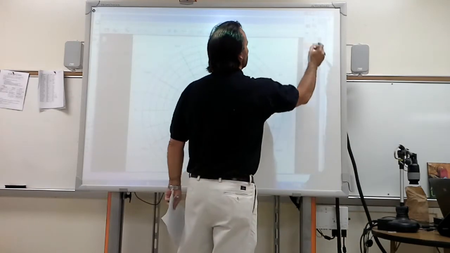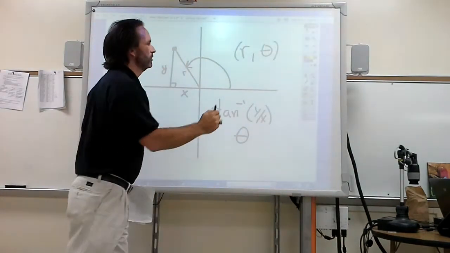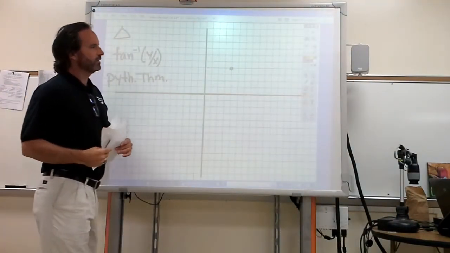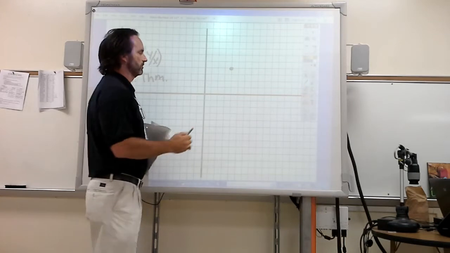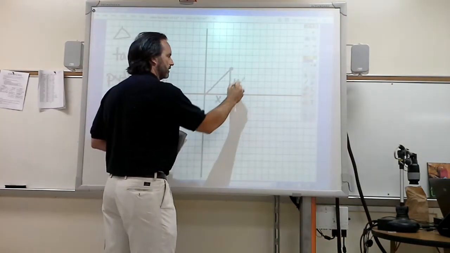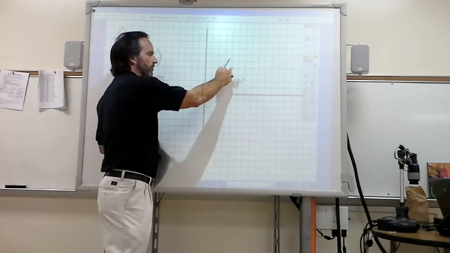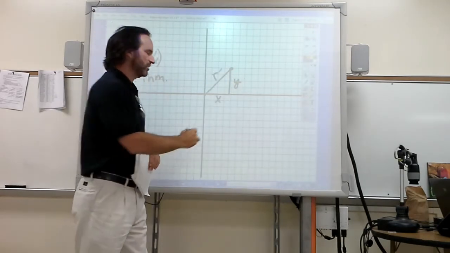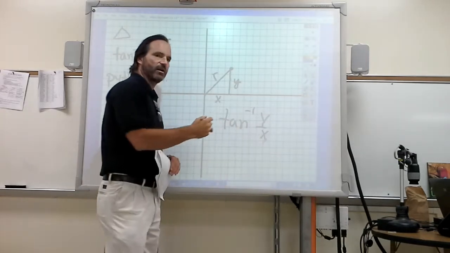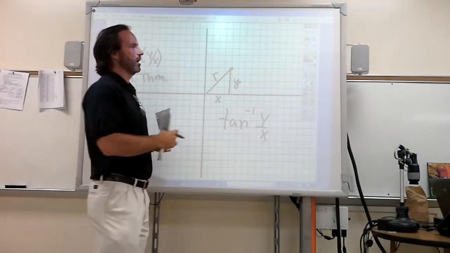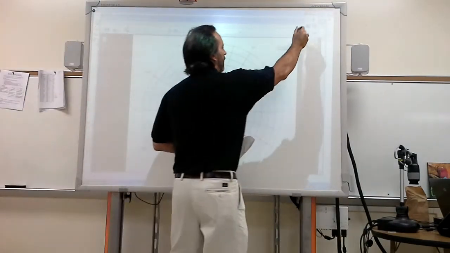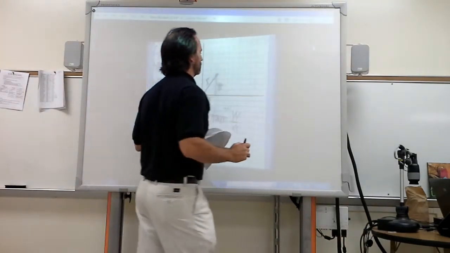Some quick things. Let's go back to my Promethean board. Remember, here's a point on the Cartesian system. We can make our triangle and label x and y. I can use the Pythagorean theorem to solve for the radius. I can use inverse tangent of y over x again to get theta. And we can convert that and put it back on the polar system.